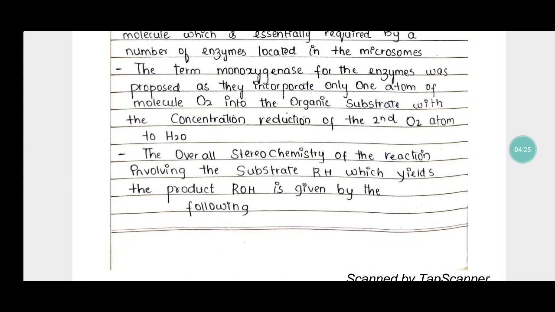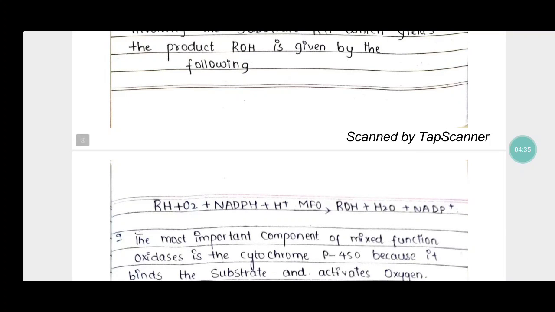Overall, the stoichiometry of the reaction involving the substrate RH, which yields the product ROH, is given by the following. The reaction is RH plus O2 plus NADPH plus H+, where NADPH comes from the HMP shunt pathway in biosynthesis, which reacts with mixed function oxidase MFO and gives the product ROH, the hydroxyl compound, plus water plus NADP.